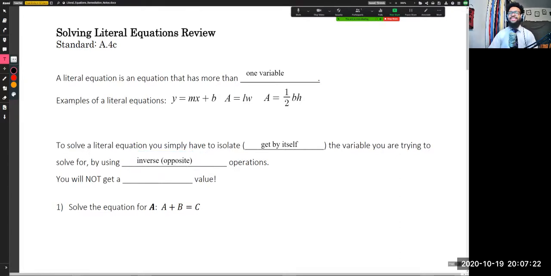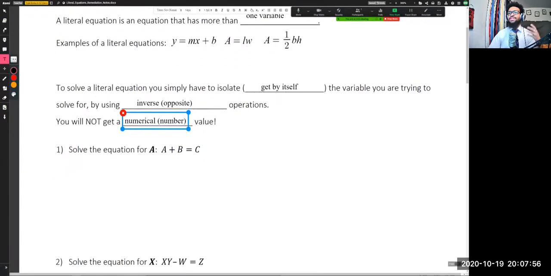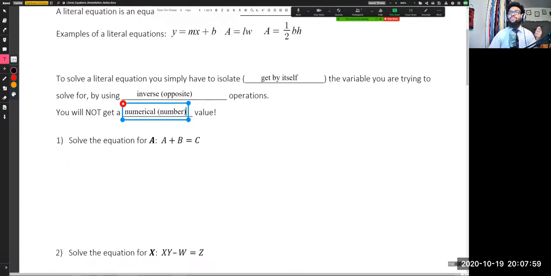One of the things I think that confused students is that they were looking for a number, but when we are solving literal equations, there is no numerical value. There is no number. You will not get a number as your answer. You may have numbers in it, but the number will not be your answer. So I'm going to go through a few of these. I'm not going to go through all of them because you will start to get the example for how these are done after a little bit of time.